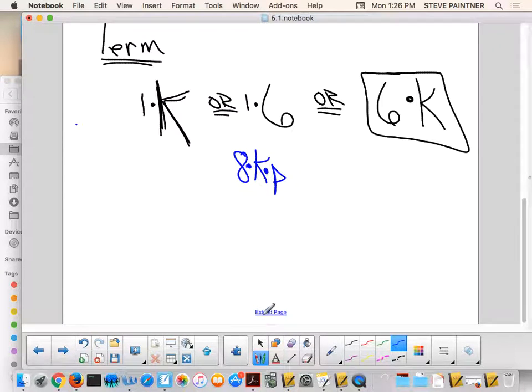Okay. What if I would have done this? 8KP plus L. 8KP is a term, and then L is a term. 1L. You have how many terms? 2. 2 terms, and the reason you have 2 terms is because what separates terms? A plus sign or a minus sign.